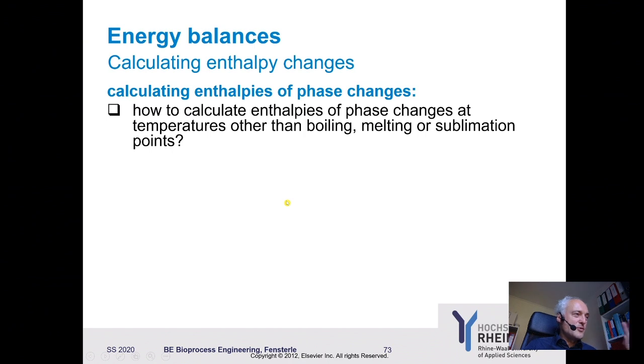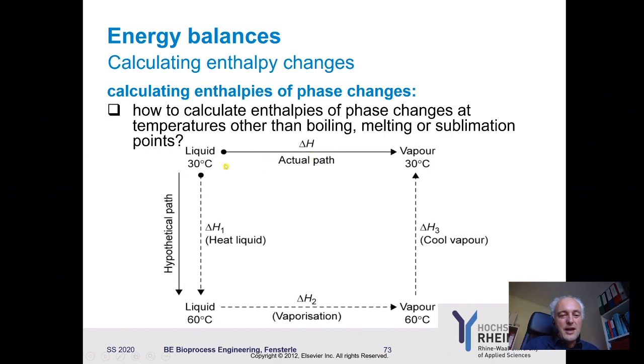How to do it? Before I look at the question, first we have a look at how to calculate enthalpies of phase changes. Again, you use the path. So let's assume you have a liquid at 30 degrees. This is, for example, your bioprocess. This is your water, for example, and you always have some water lost due to vaporization, and you want to know what energy is required or used by this process.